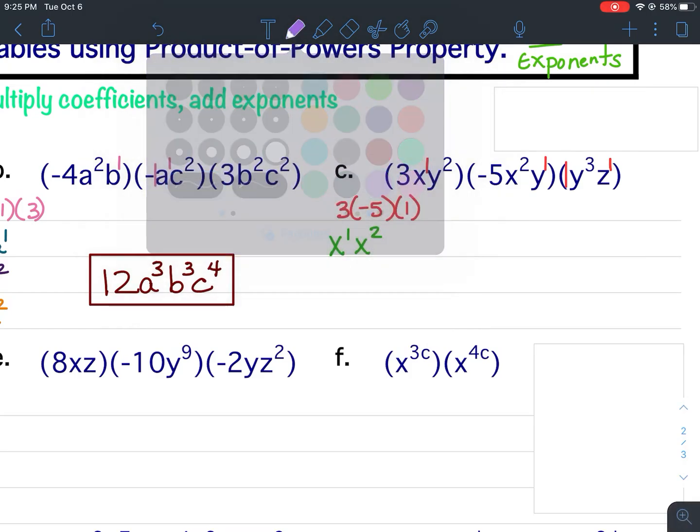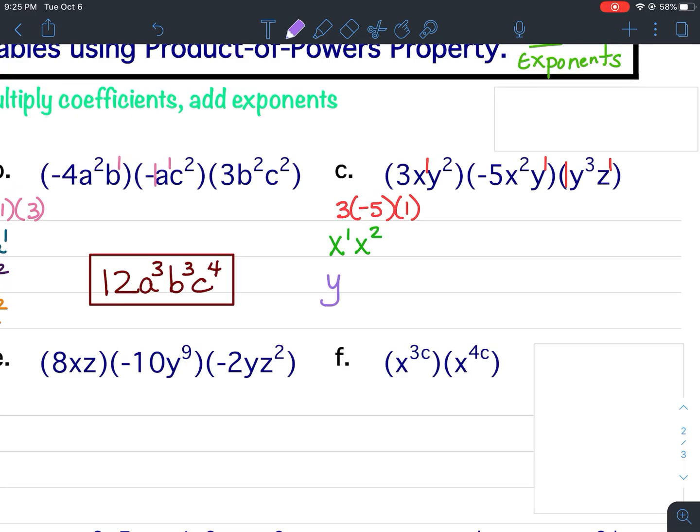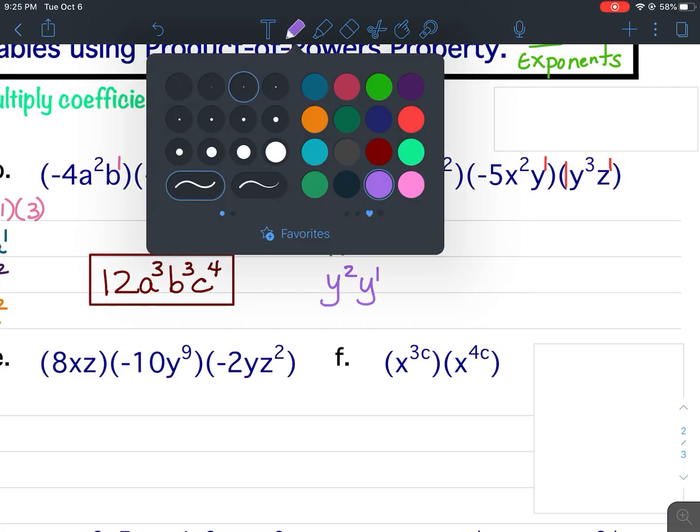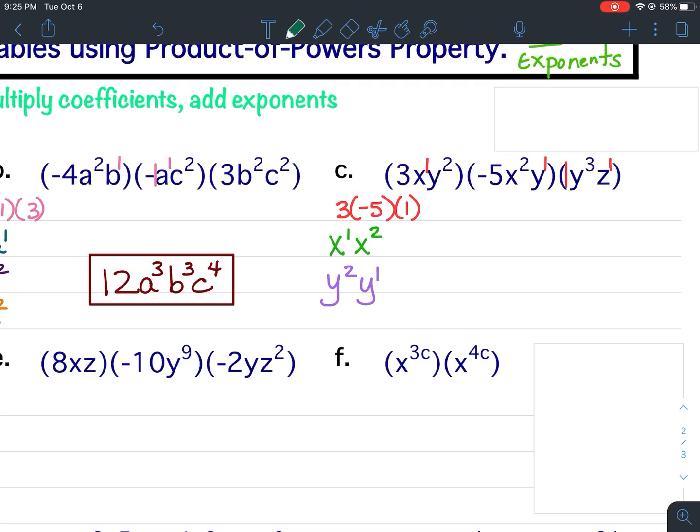Now we'll go to y's. I've got y squared, y to the first. And next I'll do the z's. There's no z in the first monomial, no z in the second monomial, and z to the first in the last monomial. Once again, put a line through your z, please.